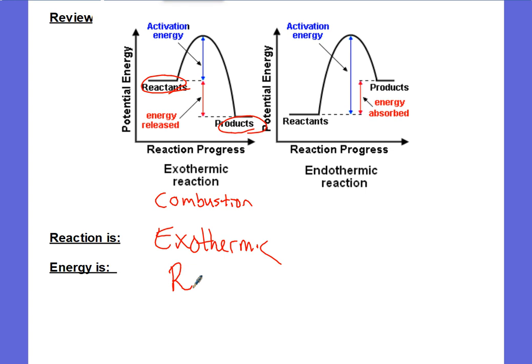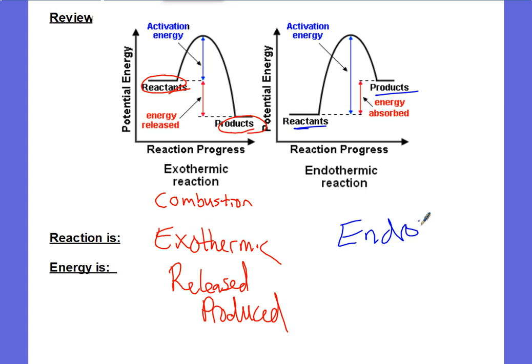Energy is released. Sometimes people say produced also. So it gives off a lot of energy. Any exothermic reaction you're around, you hold your hands over it, the reaction feels warm because it's giving off energy. The second one, the reactants start low and the products finish higher. This is an endothermic reaction.